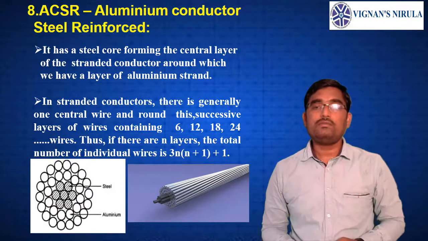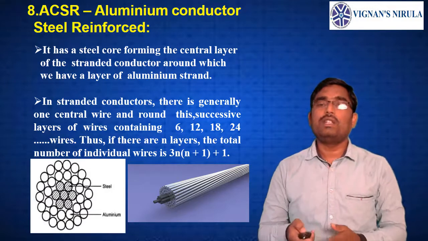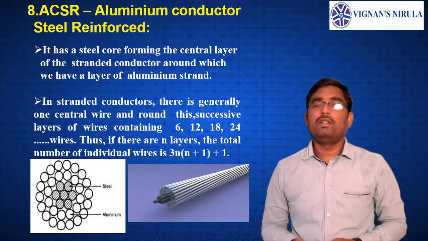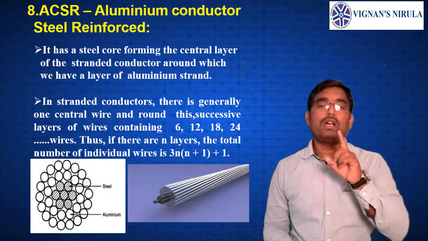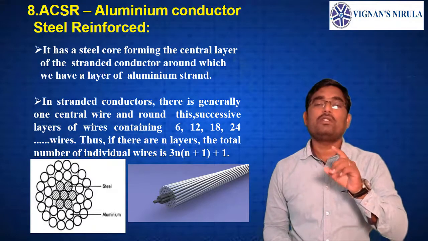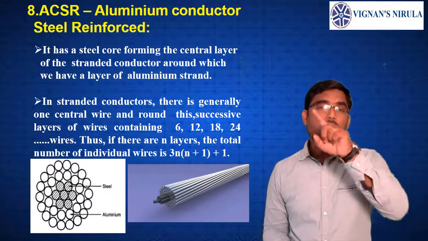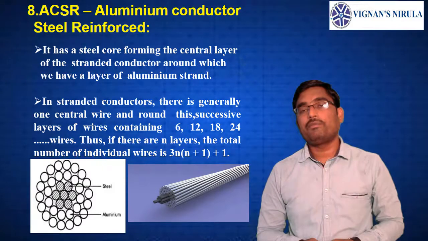That means, if there are n layers surrounding the central core, if you take n equals 1, what will it be? 3 into 1 into 1 plus 1 plus 1, which gives 7. So if you have 1 layer of aluminum strands surrounding the steel core, then in total you will have 7 conductors. 7 means 1 central steel core along with 6 surrounding aluminum strands.